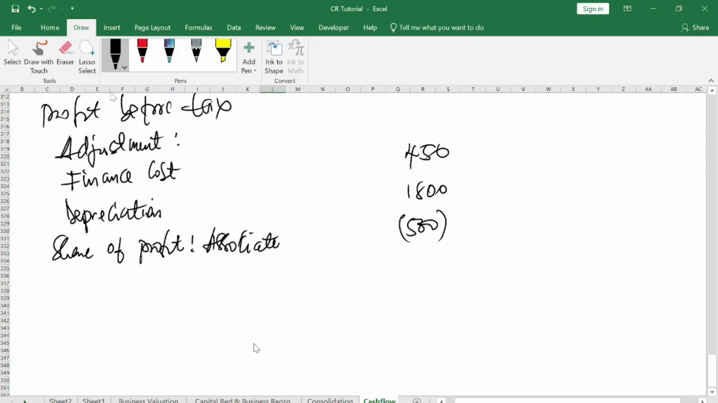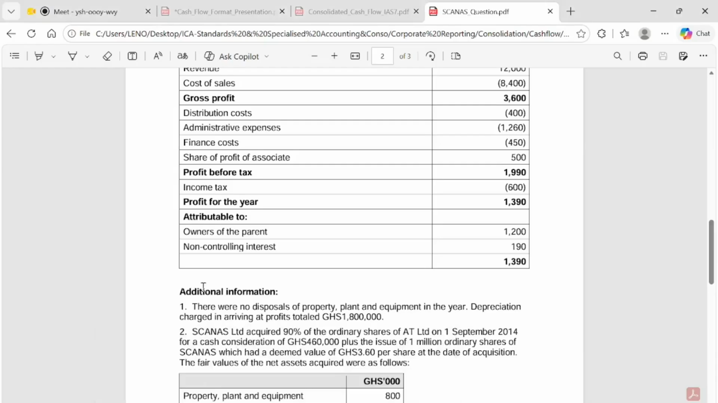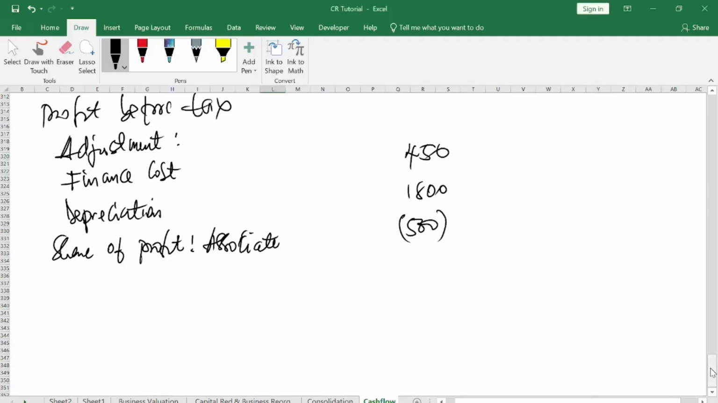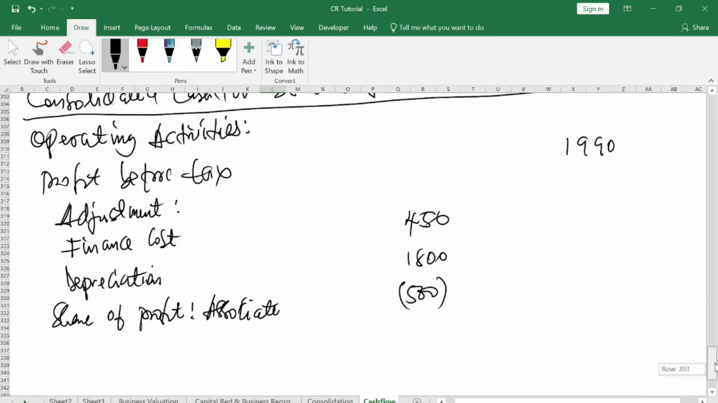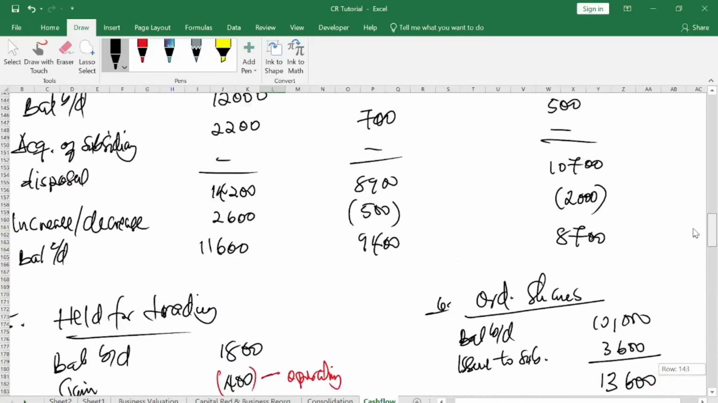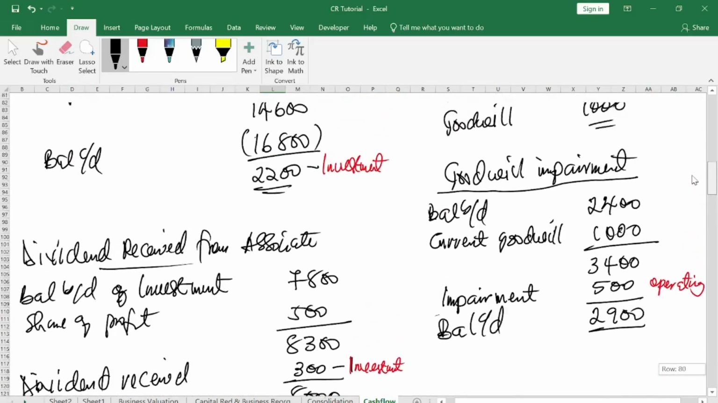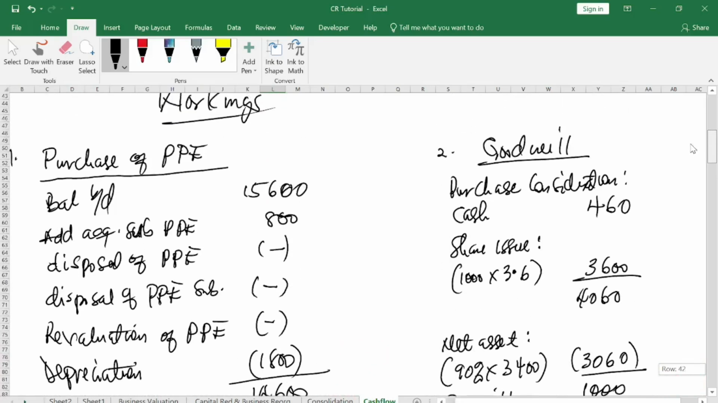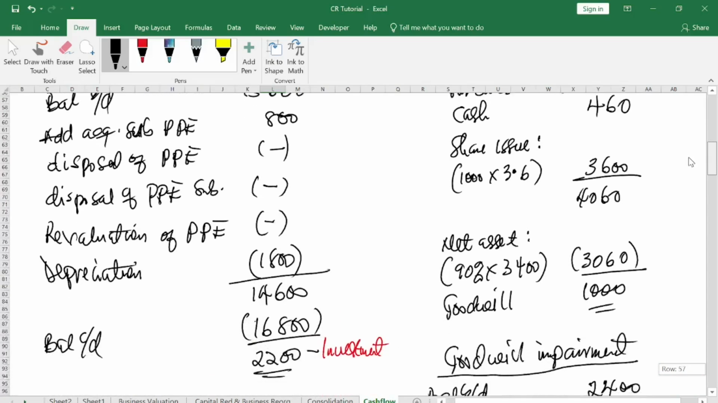What item can you see in the P&L? On the face of the P&L, what item can you see again? We've dealt with fixed costs, we've dealt with share of profit, and we dealt with depreciation. We are done with all that. So now, because we are preparing consolidation, there are other items that you may not see on the face of the P&L. I could remind you of one, which is goodwill impairment.